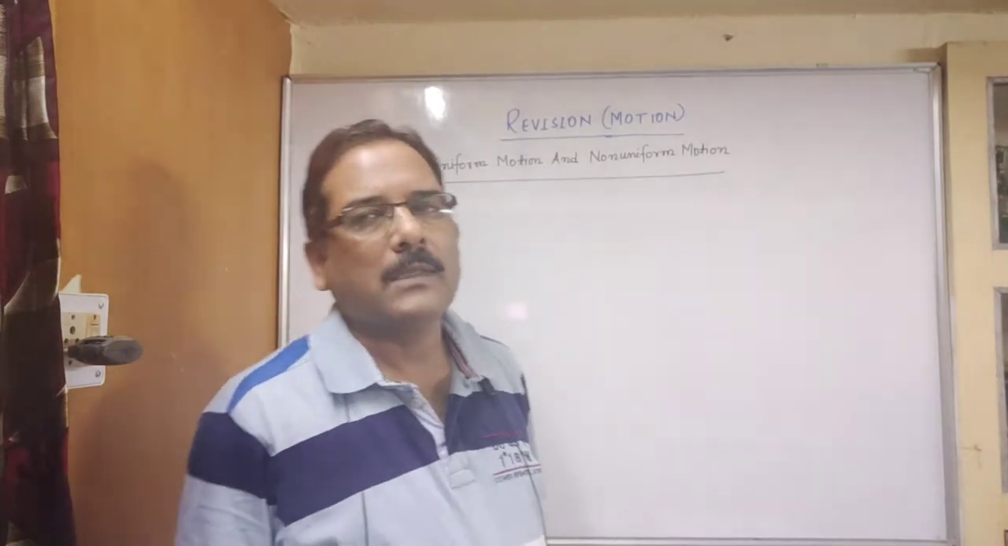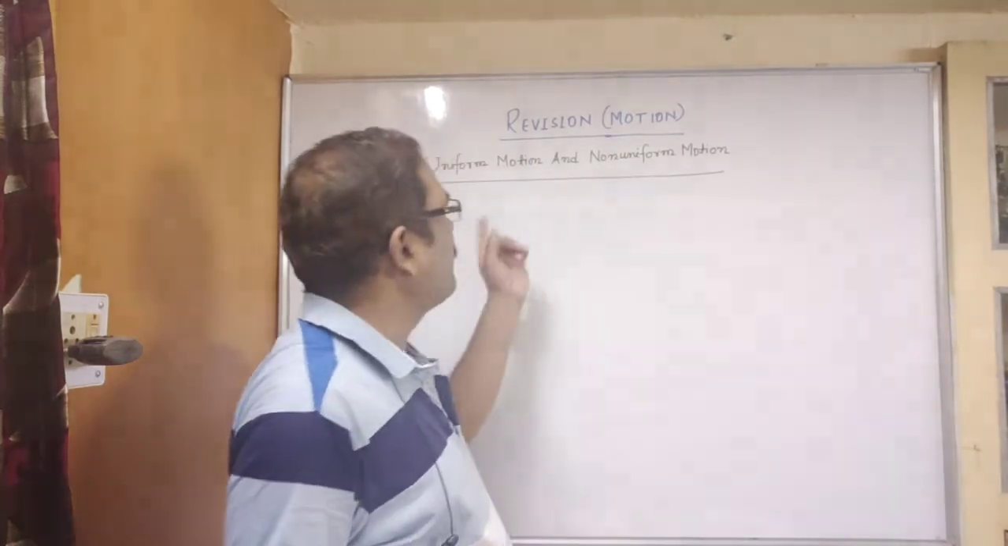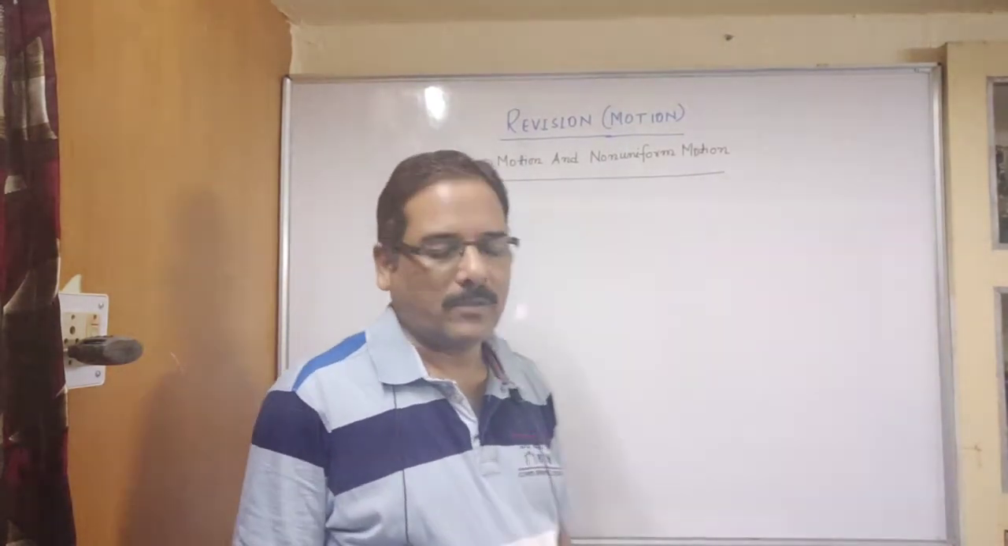We are revising chapter motion. In the last class, we discussed rest and motion, distance and displacement, scalar and vector quantities. Today, we will discuss uniform and non-uniform motion. So, what is uniform motion?